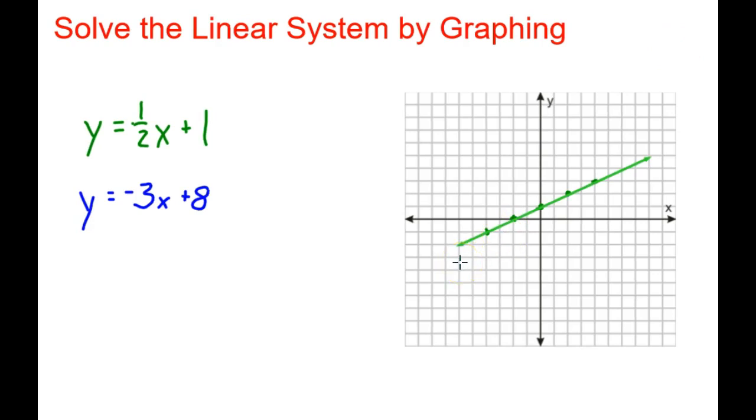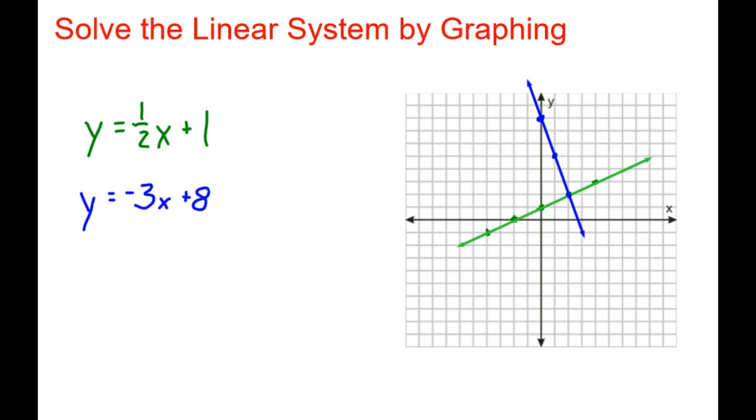Now that we have the first graph constructed, we want to graph the second equation, y equals -3x plus 8. First I plot my y-intercept, which is 8. Now from there I'm going to use my slope. It's -3, which is the same as -3 over 1. I can repeat that process, down 3 over 1, plot a few points, and construct a line through those points.